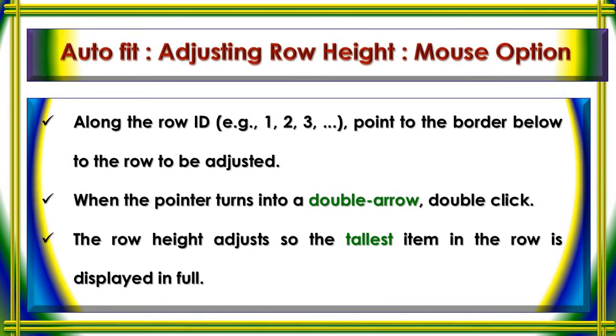Now we will see about how to adjust the row height using mouse option for auto fit. Along the row ID, that is 1, 2, 3, etc., point to the border below to the row to be adjusted. When the pointer turns into a double arrow, double click. The row height adjusts so the tallest item in the row is displayed in full.